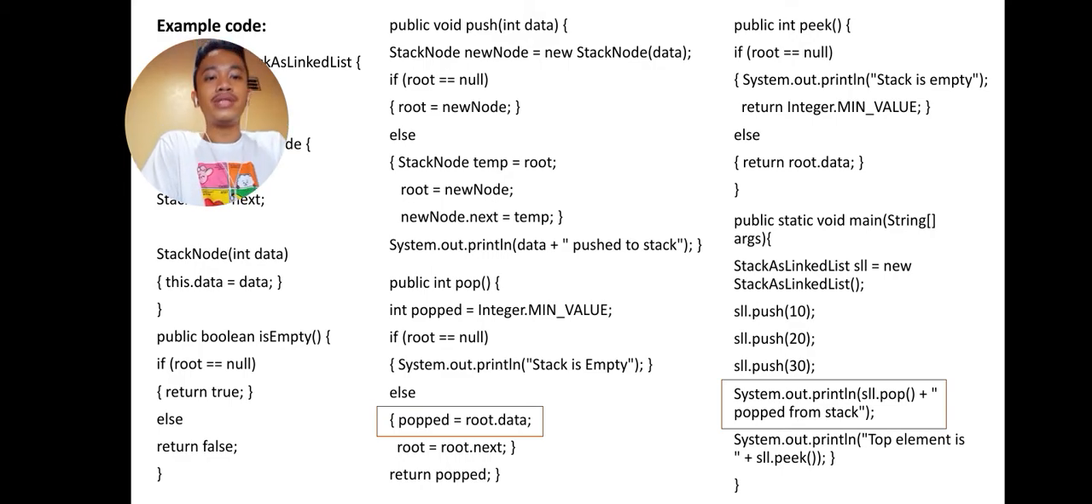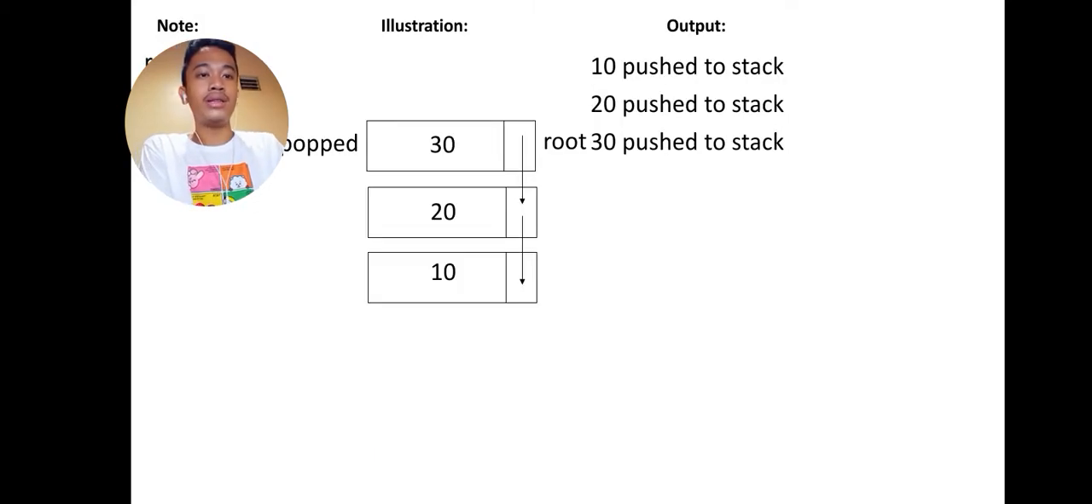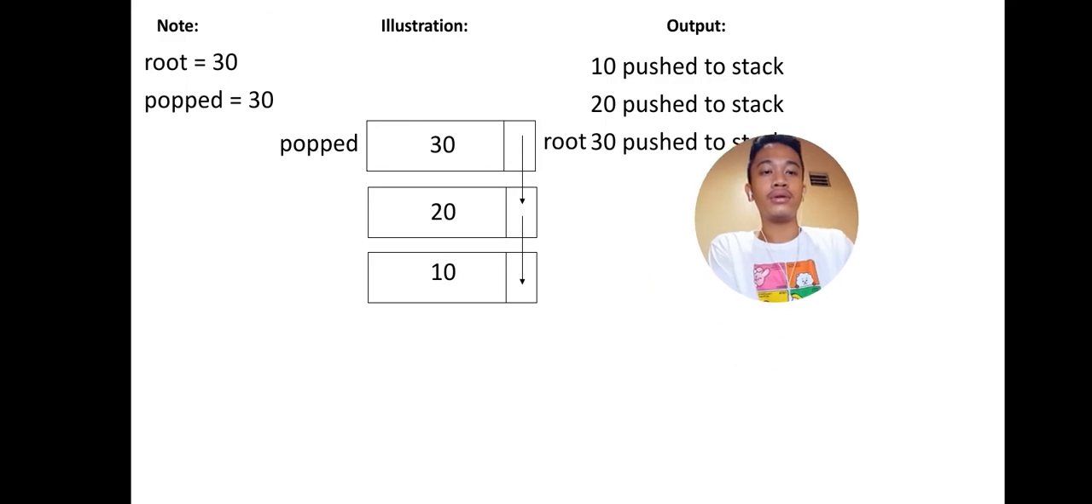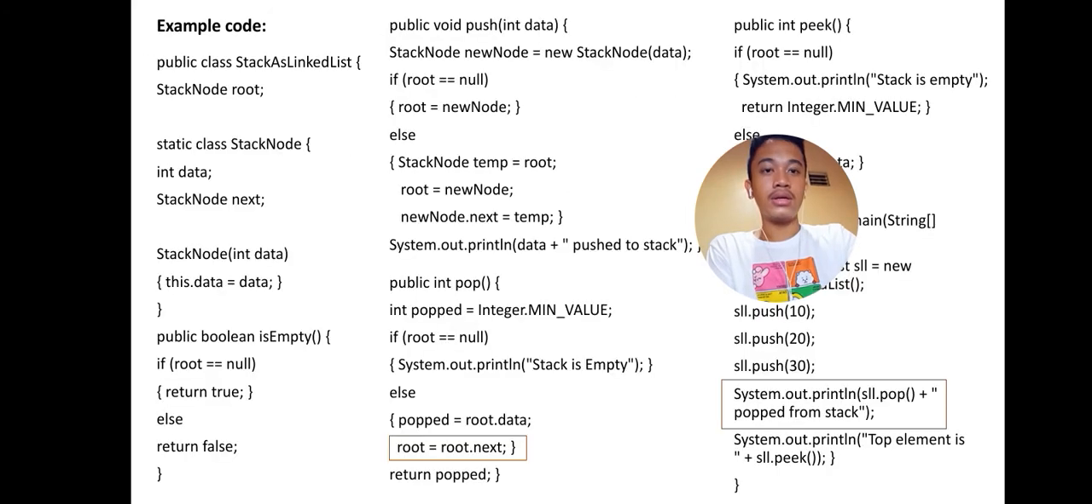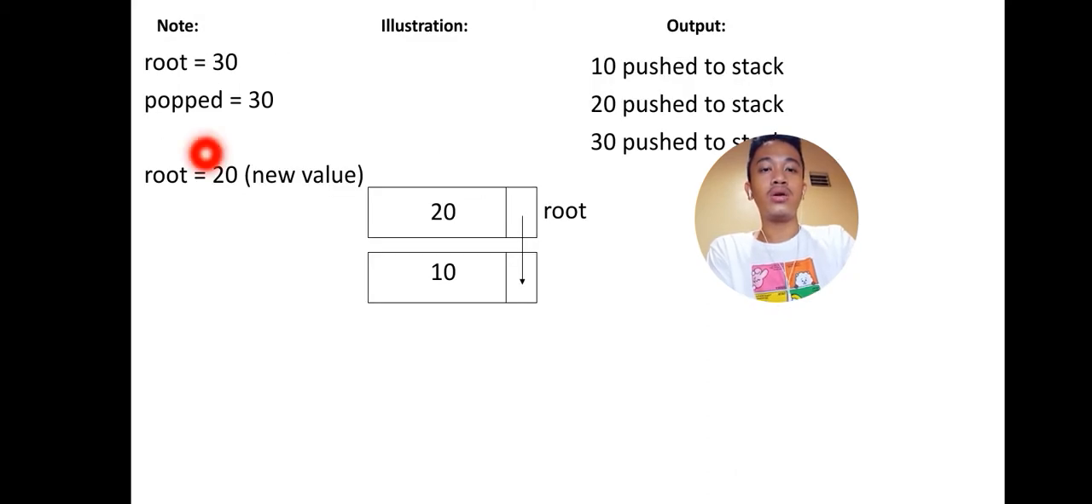We have pop is equal to root data. So that means our data, which is the 30, will be pop. Pop means to delete. And next we have root is equal to root dot next. So that is root is equal to 20. So why 20?